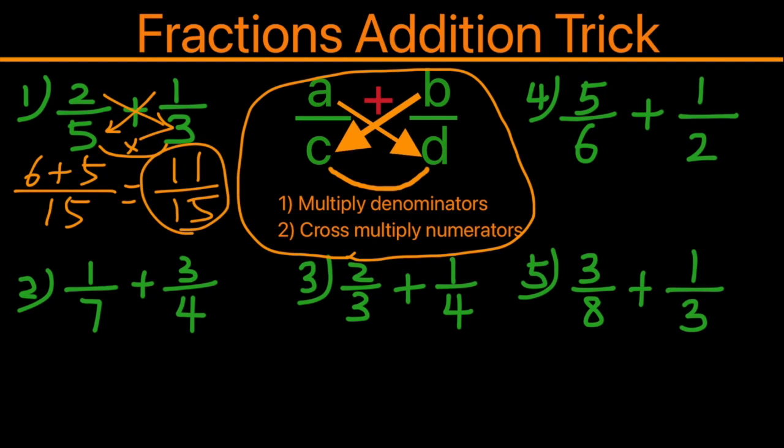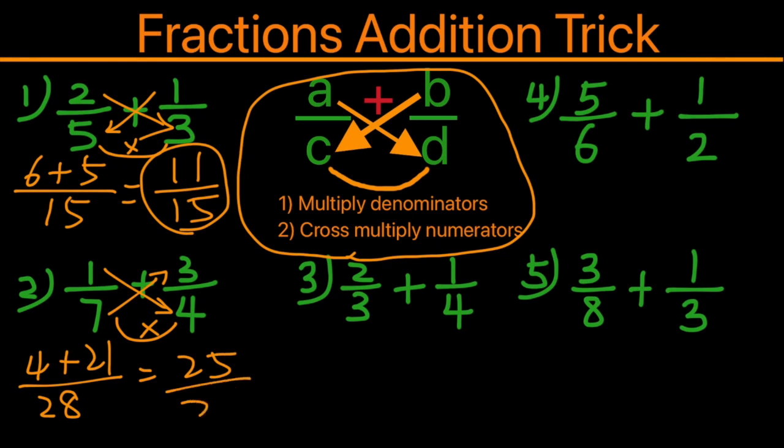So let's look at example 2. We have 1/7 plus 3/4. So 7 times 4, 28. 1 times 4 is 4. 7 times 3, 21. 25/28 is the answer. Now, since we cannot simplify further, that would be the answer for example 2.